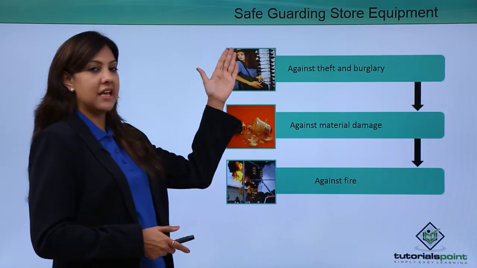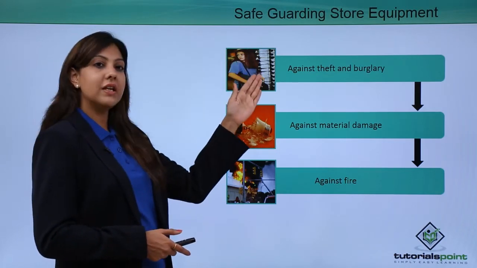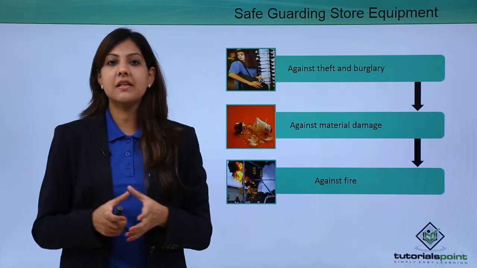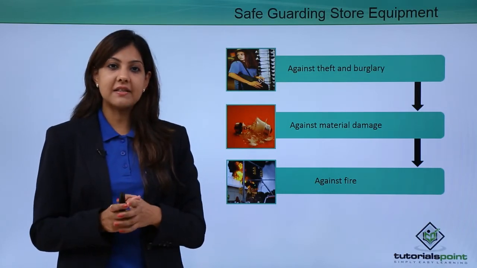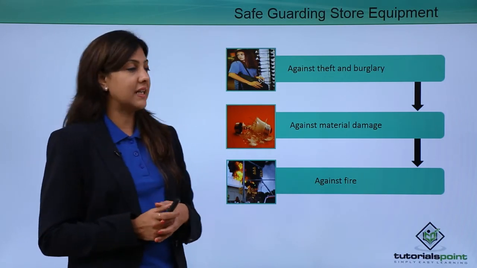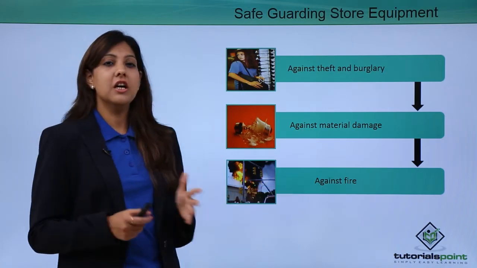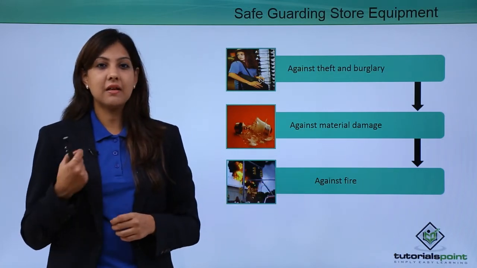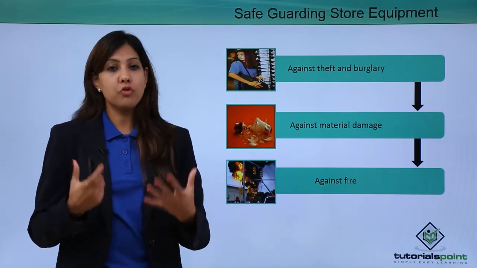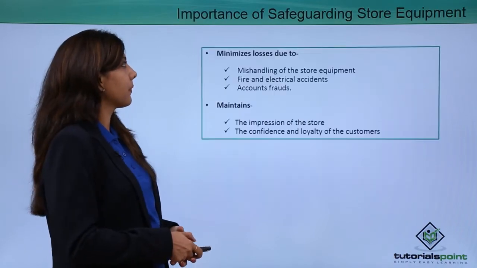Looking at safeguarding store equipment inside the store, you need it for protection against theft and burglary, because any retail outlet might face theft or burglary at some point or the other. So you're really protecting your outlet against theft, against material damage, as well as against fire. Electrical appliances might be faulty, because of which fire can happen, and it can damage a lot of products inside the particular retail outlet.